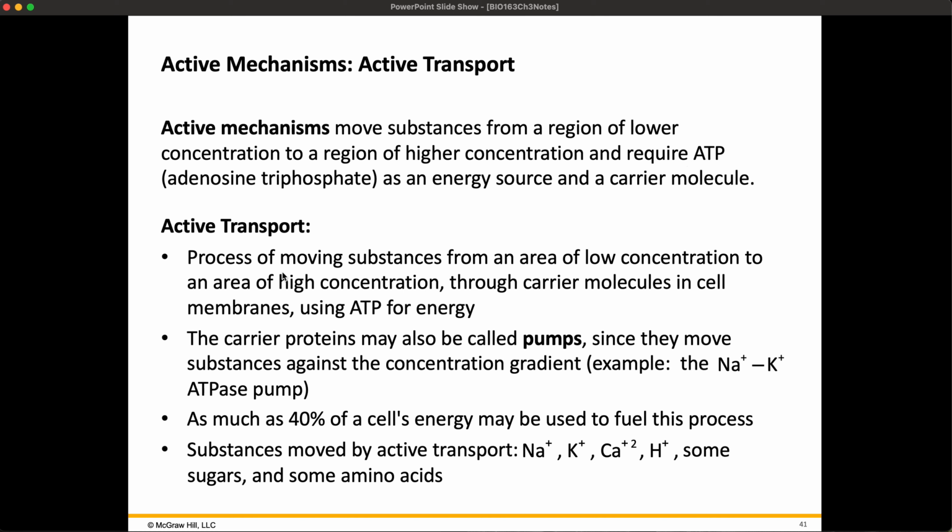So active transport is the process of moving substances from low to high concentration through carrier molecules using adenosine triphosphate. The carrier proteins can be called pumps. That's something that we talk about. So channels are a passive process, pumps are an active process because they're literally pumping things against their gradient. They talk about the sodium-potassium pump. As much as 40% of a cell's energy can be used to fuel this process. Some of the most common ones are sodium, potassium, calcium, and hydrogen, as well as some sugars and amino acids. Those all use active transport.